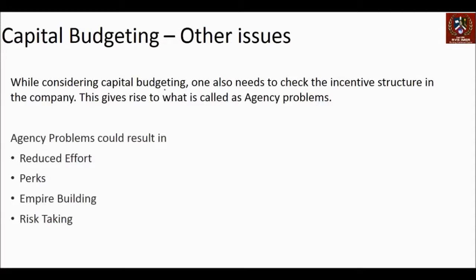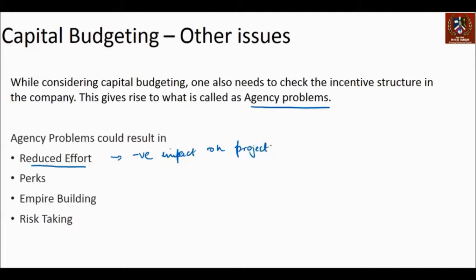One also needs to check, while looking at capital budgeting, the incentive structure of the company. It may give rise to what are called agency problems. Remember, managers are decision makers for companies, and agency problems could result in a lot of things. For example, reduced effort by managers. If they foresee that their compensation is not going to be impacted by extra effort, they might put in lesser effort, which might have a negative impact on projects. For example, less marketing done for a particular project.